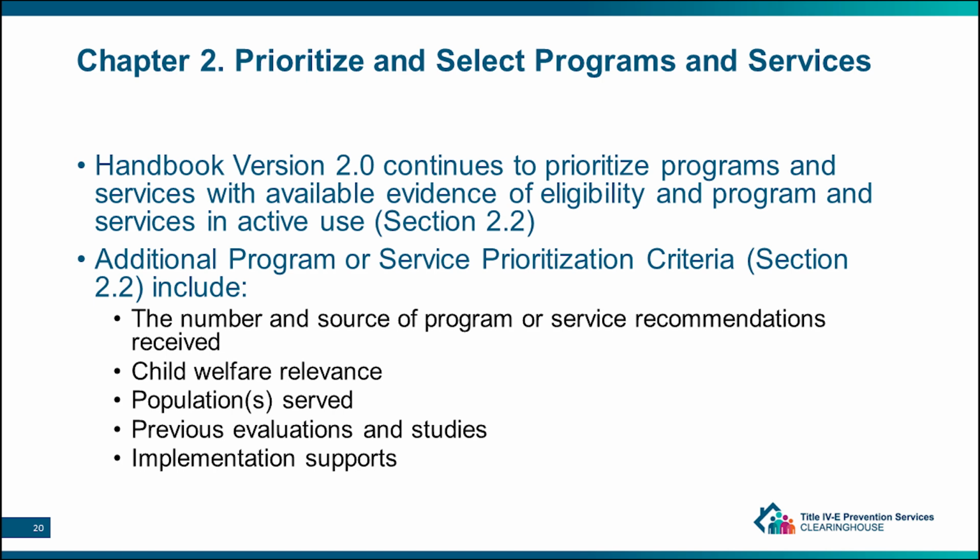These include the number and source of program or service recommendations received, child welfare relevance, population served, previous evaluations and studies, and implementation supports. The Clearinghouse continues to prioritize programs and services in a way that ensures representation across the 4 program and service areas.